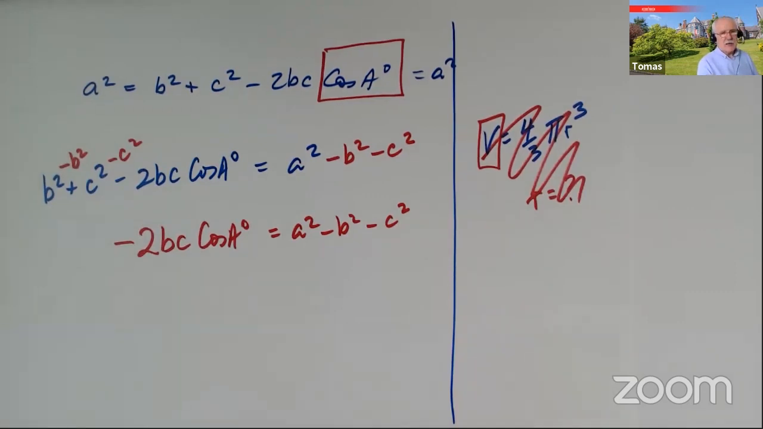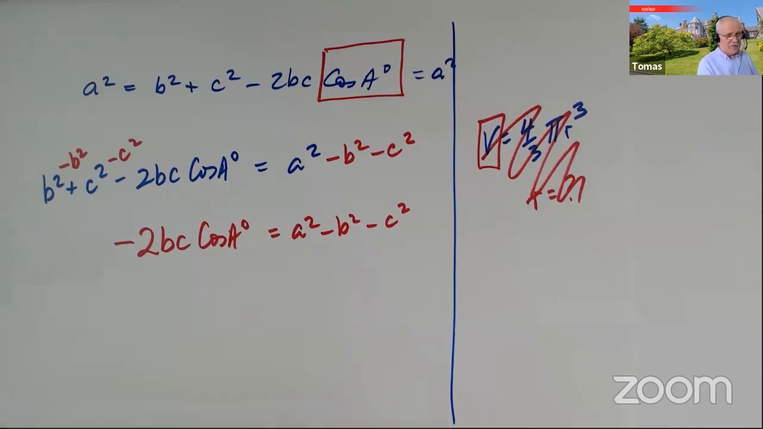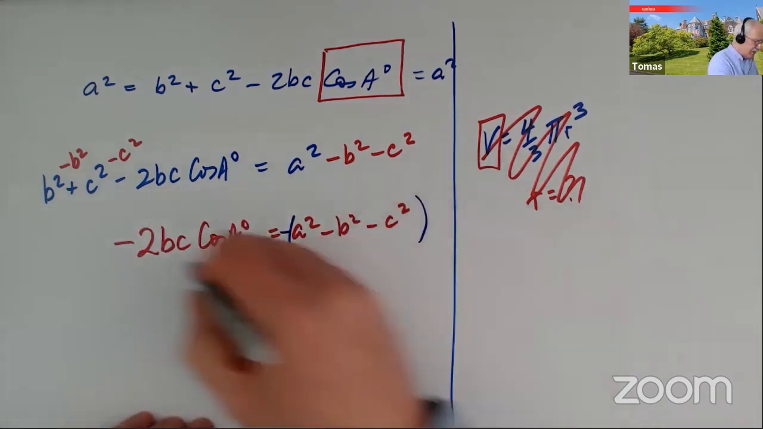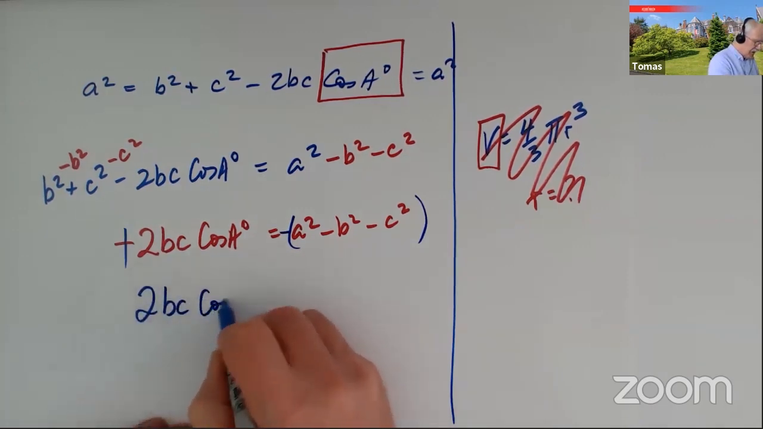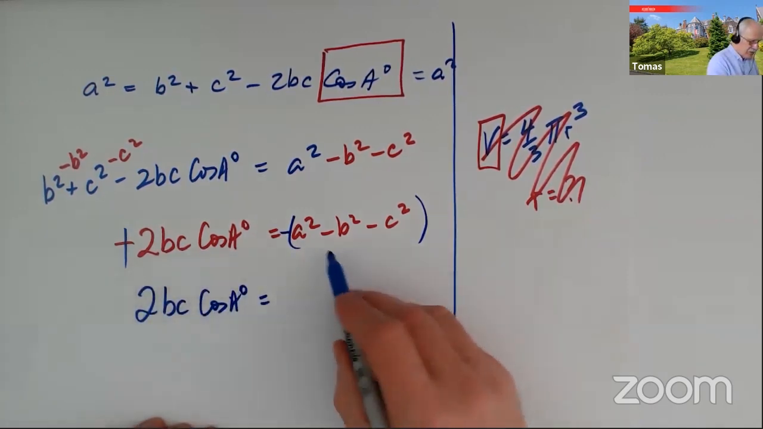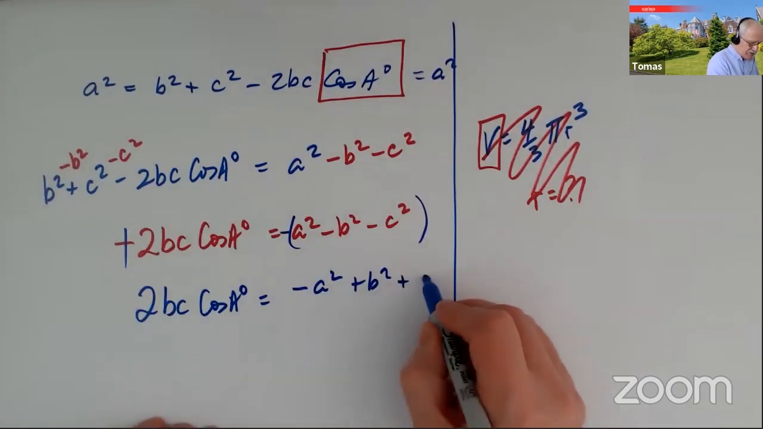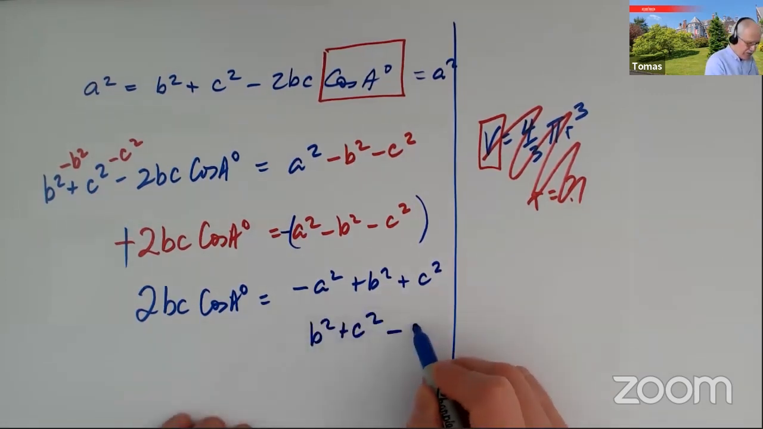I really don't like that minus. It's a multiplier of a minus. It's multiplying everything by minus. So I'm going to get rid of it by multiplying everything again by minus. So I'm going to say minus into all of this and get rid of it. So I'm going to get 2bc cos A is equal to minus a squared plus b squared plus c squared, or b squared plus c squared minus a squared.